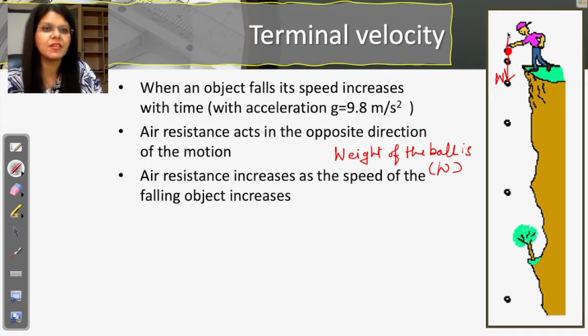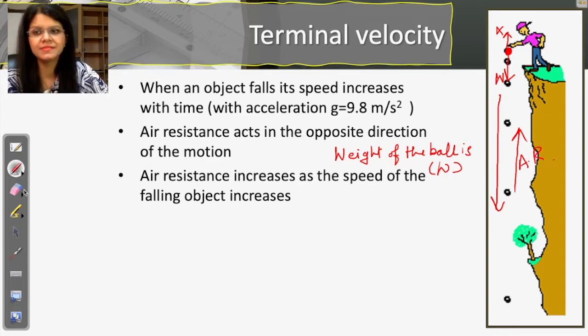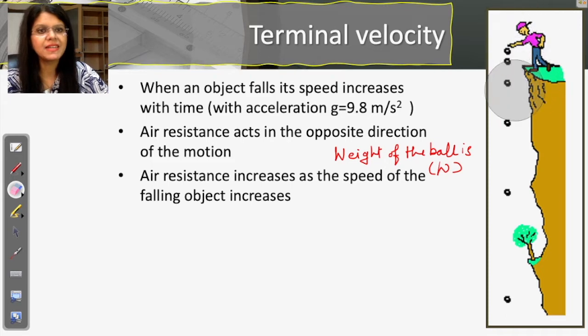Air resistance will not act. There is no air resistance. Air resistance is always in the direction which is opposite to the movement. So if the ball is moving downwards, which direction is the air resistance? Air resistance is upward, right? So the ball has started falling down. So let us compare two scenarios. Let us call this point 1 and let us compare it with the scenario at 2, right? Weight is acting downwards.